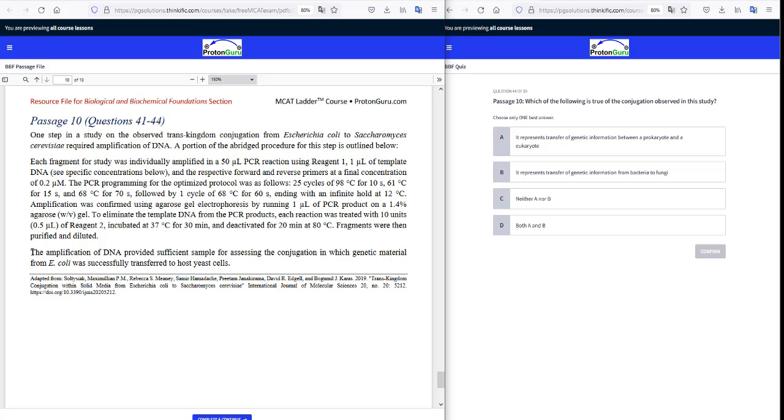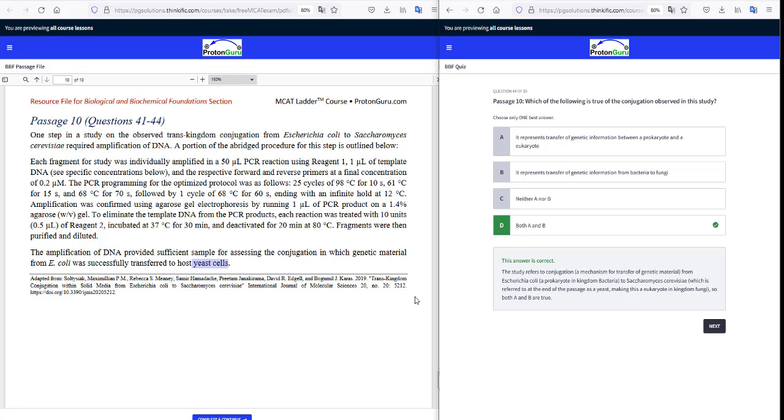We are told later down here that the amplification of DNA from this PCR process we discussed provides sufficient sample for assessing the conjugation in which genetic material from E. coli was successfully transferred to the host yeast cell. So we are told, quite far away from where the original species was mentioned, that it is a yeast cell. All right, so now we know it's a yeast, making this a eukaryote in the kingdom fungi. So it is both a eukaryote and fungi, so both A and B are true.